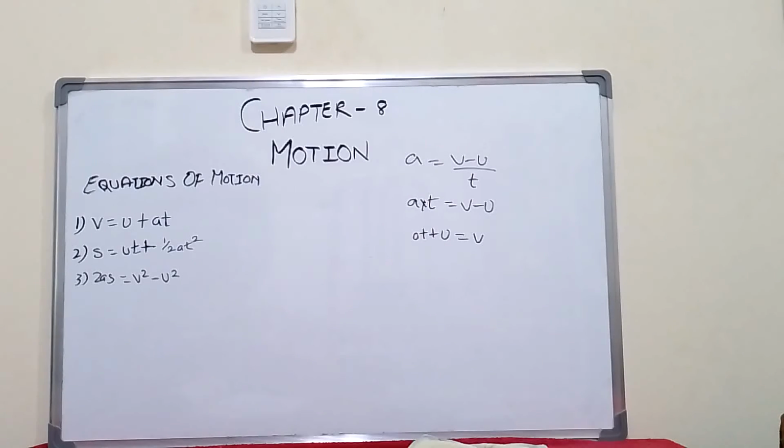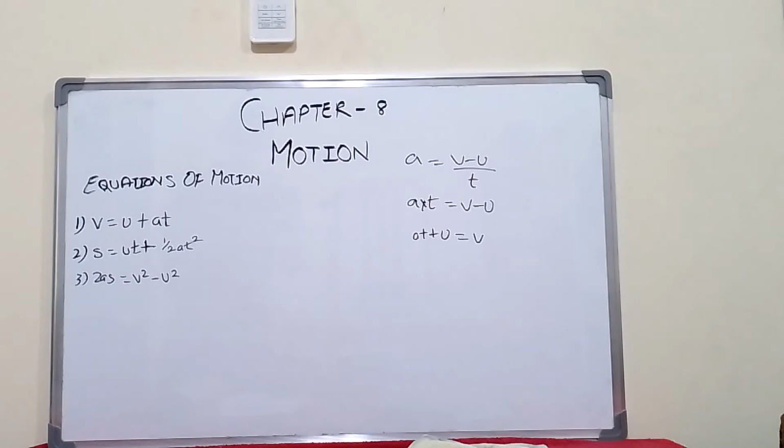Now the second formula. The second formula is used for finding the distance covered during motion. So it is ut plus half at square. Here s means distance, u means initial velocity, t means time, and a means acceleration. So it states that distance equals to initial velocity into time plus half acceleration into time square.